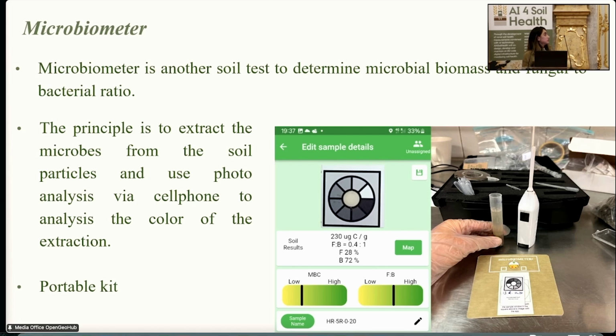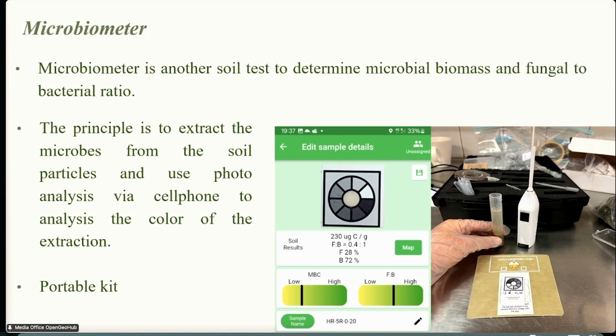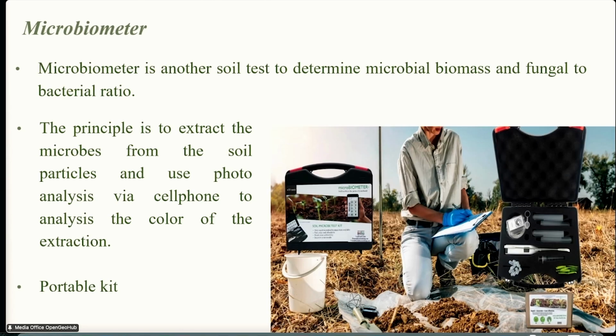This method is also good to find the fungi to bacterial ratio. And the method is easy and portable, you just need to have the portable kit. You go to the field, you can do it really easily, and the farmers can go to the field frequently and test the health of their soil. And they can also see if the management practices they are doing are working or not, because if the fungi-bacterial ratio increases, it means that more nutrients are available in the soil.